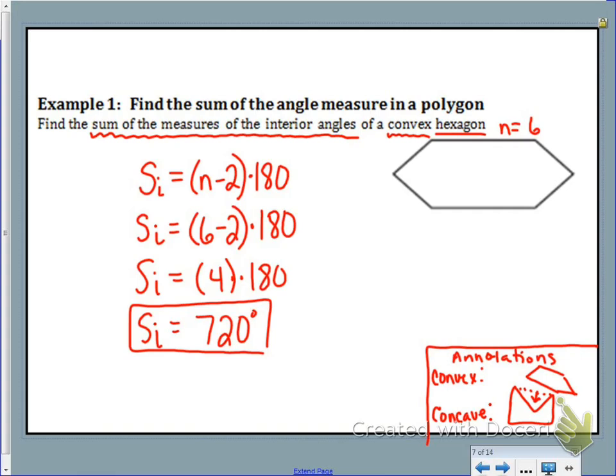Okay, you should have found that the sum of the interior angles of a hexagon is 720 degrees. So that means all convex hexagons have a sum of 720 degrees for all of the interior angles. So all 6 of these angles should add to be 720 degrees.